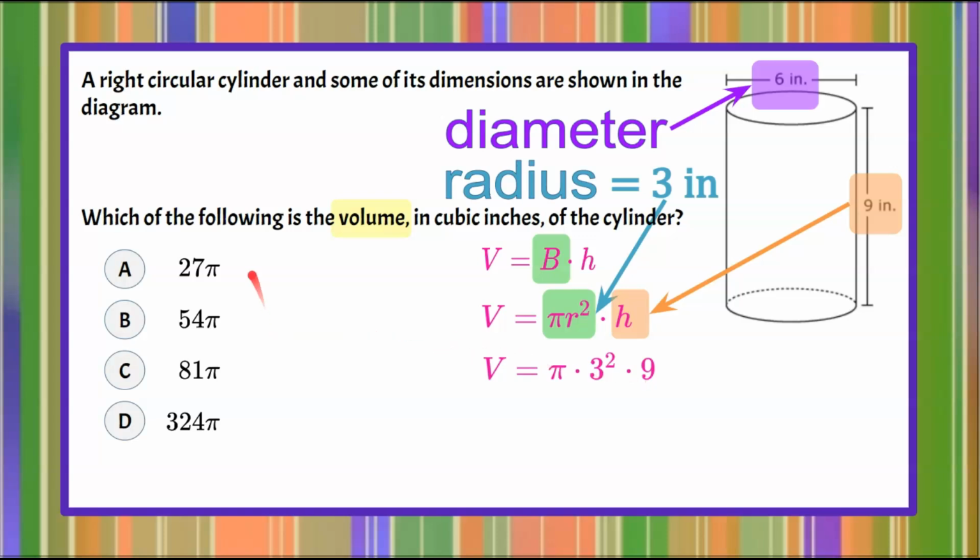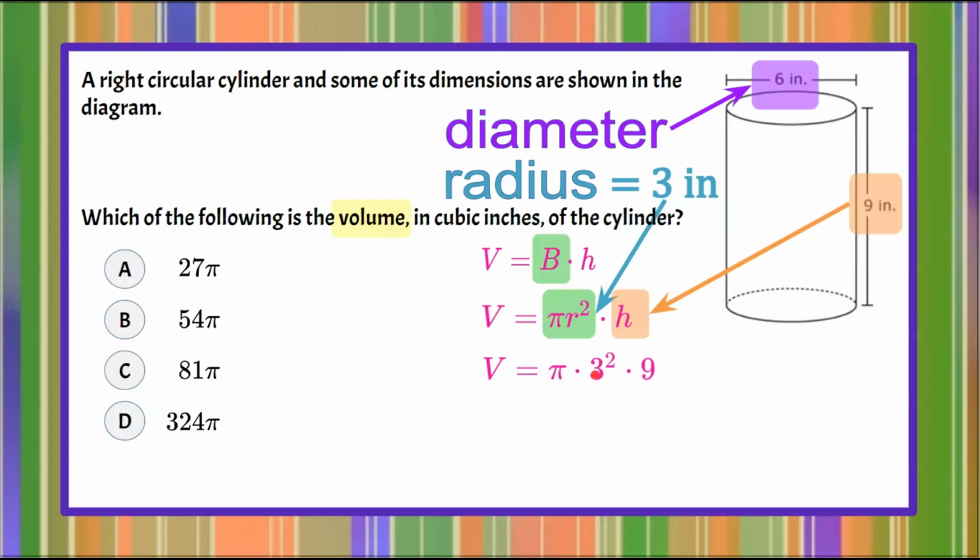We can see that all of our answer choices are what we call here in terms of pi, meaning they didn't replace pi with an approximation of 3.14. They wanted it to be left exact. So we're going to leave pi as pi in our answer choice.